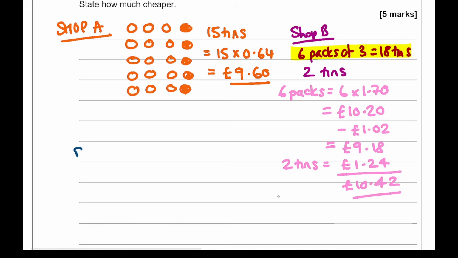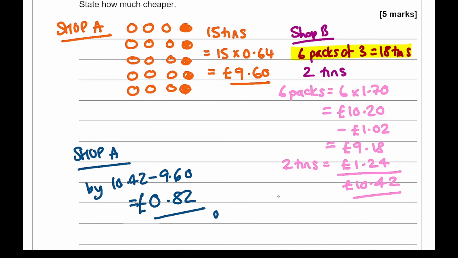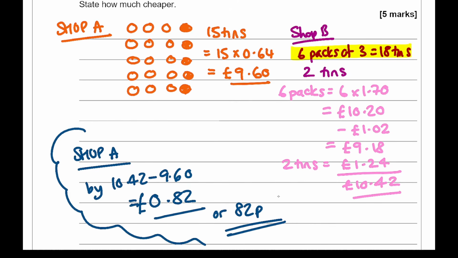So which shop is cheaper? Well, it's going to be shop A by £10.42 minus £9.60, which gives me a difference, or a saving, of 82 pence. So either you can write it as £0.82 or 82p. And there is my answer for that one.